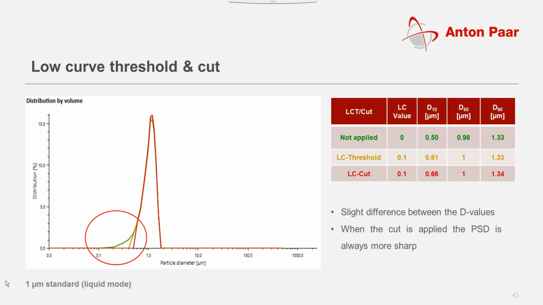Between low curve threshold and low curve cut, there is a small difference, not only in the D values, but also in the particle size distribution. However, what can be noted is that when the cut is applied, as you see in the red curve, the lower edge of the curve is not smoothed like in the threshold, which is the yellow curve, and looks sharper. In fact, the artifacts are not simply smoothed in the case of the cut, but they are really erased.